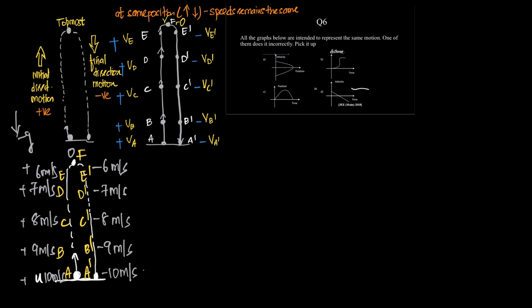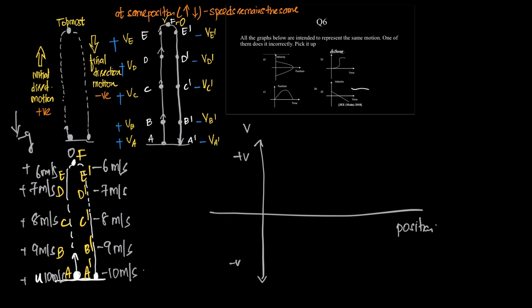Right. Now, if we try to plot the graph, what do we get? Let us see. Velocity, position. So this is plus V, this is minus V downwards. What are the positions? The positions are A, B, C, D, E, and F, right? And of course, A will overlap with A dash, B will overlap with B dash, C with C dash, D over D dash, E dash, and F dash.